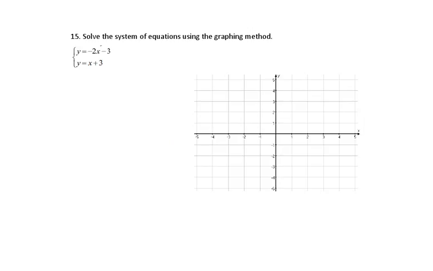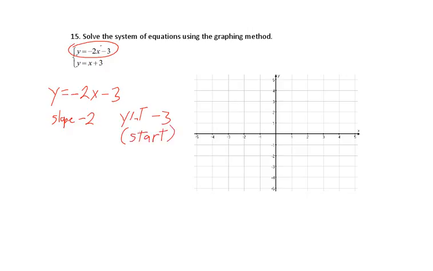Question 15. They'd like us to solve by graphing. So it doesn't matter who goes first. This will go first. Y equals negative 2x minus 3. Here the slope is negative 2 and the y-intercept is negative 3. I have another name for the y-intercept. I like to call it the starting point. So first let's find out where y is negative 3. Oh, right here. Let's put a red dot there.